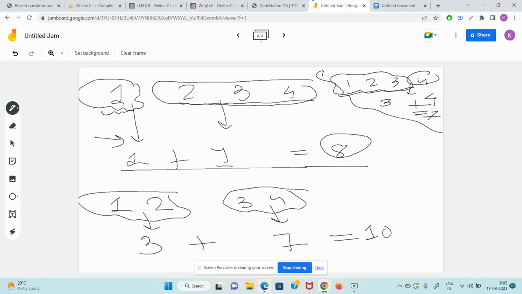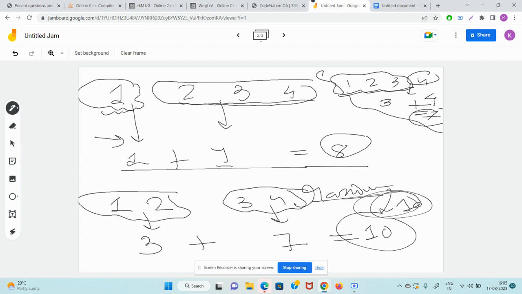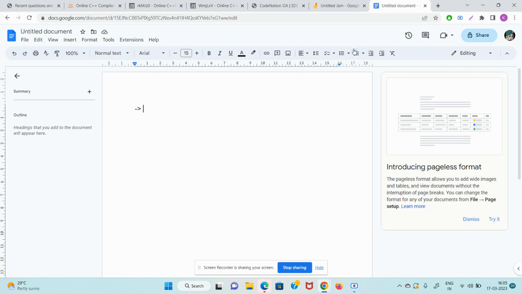So this gives 8, this gives 7, this gives 10. We have to print the maximum answer. So the maximum is 10, so 10 is our answer for this problem. For n equal to 4, this was the array, and k equal to 2 means you have to divide the array into k parts. So let's first write the first observation.